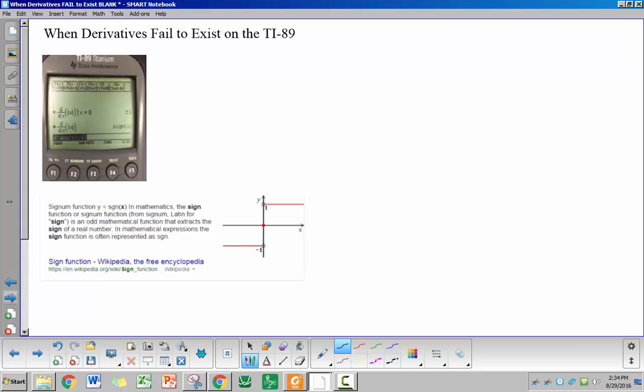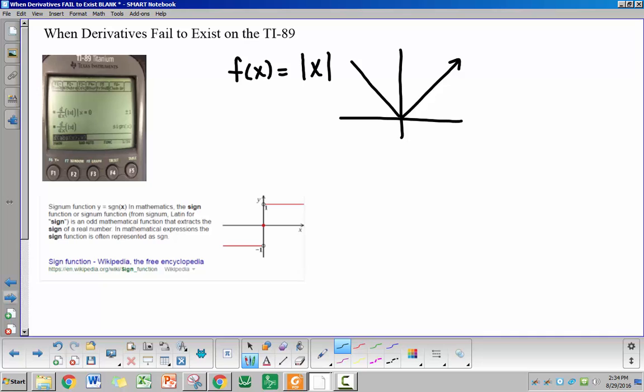So let's do number 1, because we had that graph. We had the corner. That was f of x equals the absolute value of x. And we know that it doesn't have a derivative at x equals 0. So what I want you to do is see what the calculator does when you try to take the derivative.